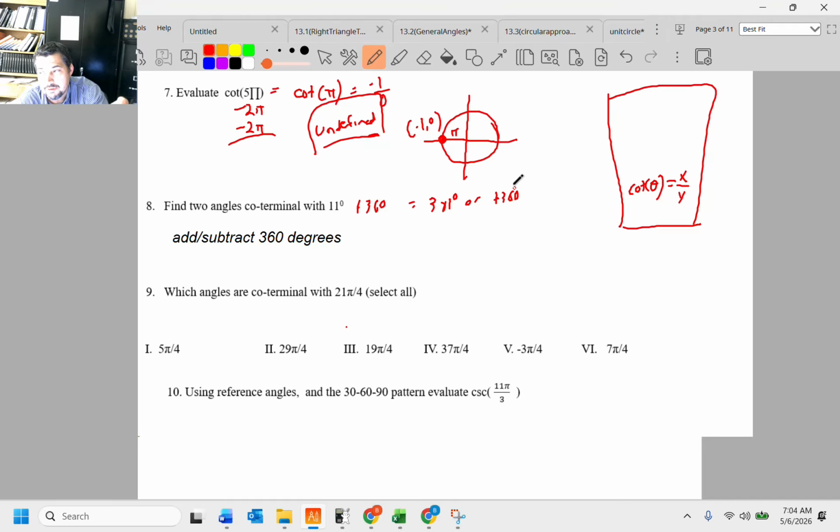731. You could just keep going all day long. You could also take away 360. First one would be negative 349 degrees, and you could take away 360 again. And you'd be looking at what, negative 700, and negative 709.